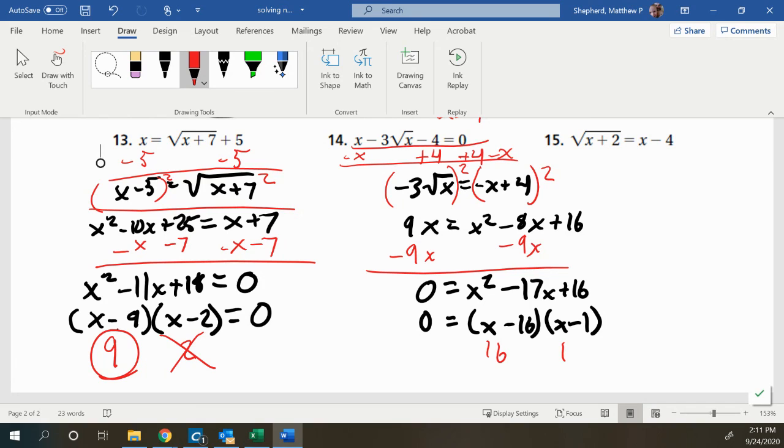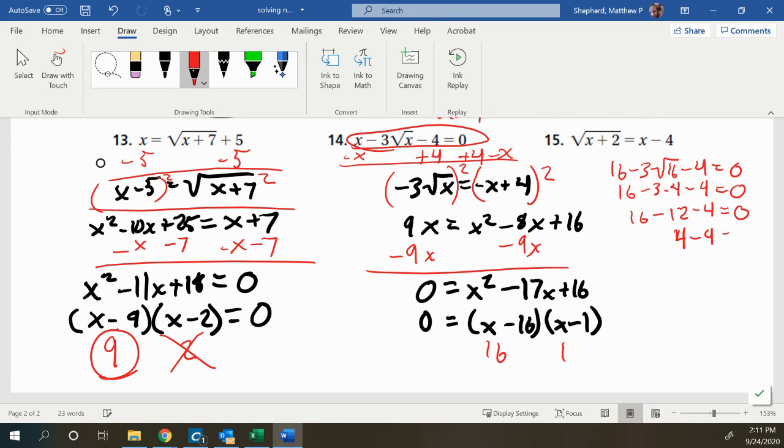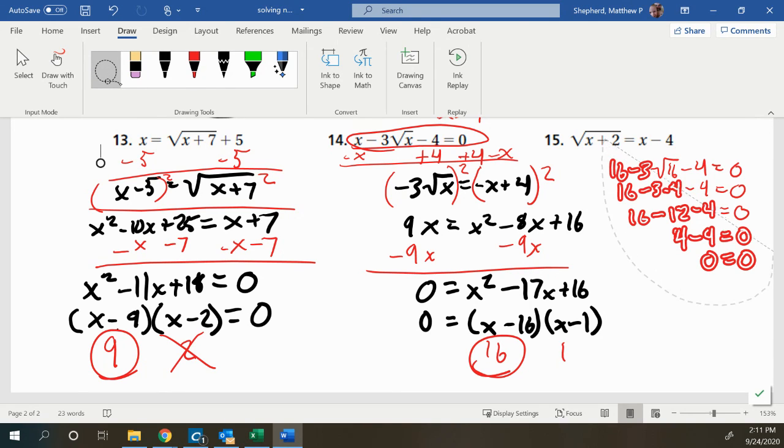So we're just rewriting the top equation. So a 16 minus 3 square root 16 minus 4 should equal a 0. All right, so 16 minus 3 times 4 minus 4. 16 minus 3 times 4 is 12. Just follow PEMDAS at this point. 16 minus 12 would then be a 4. 4 minus 4 is 0. 0 does equal 0. 16 is definitely a solution.